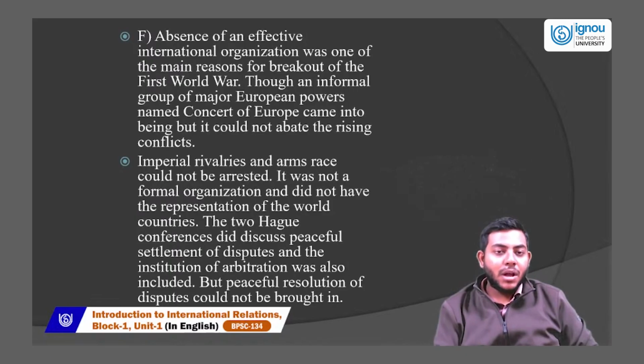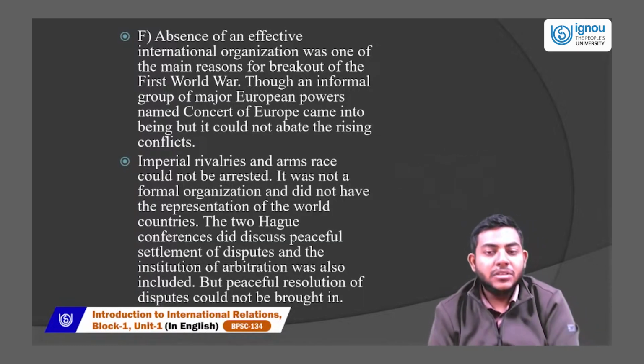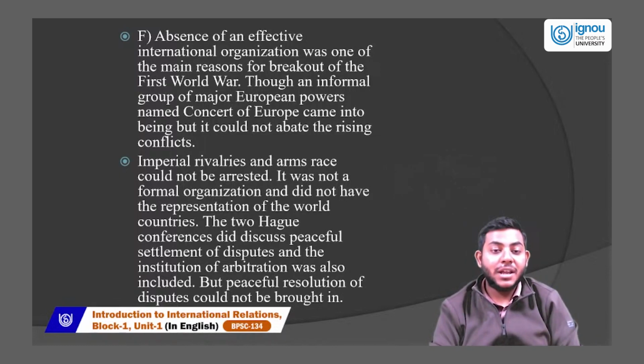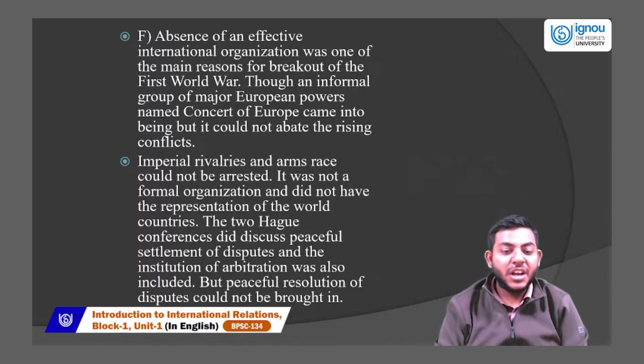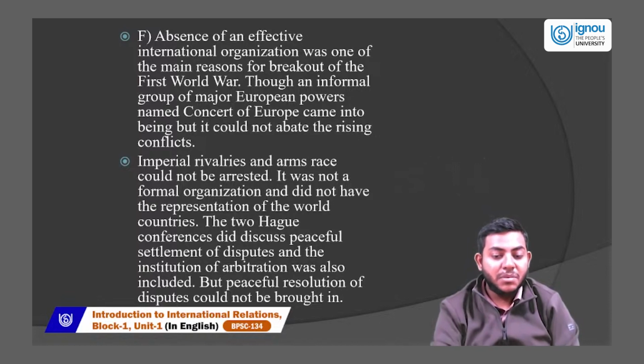Now, another reason for World War I was the absence of an effective international organization. Though an informal group of major European powers named the Concert of Europe came into being after the Vienna Congress of 1815, it could not abate the rising conflicts. Imperial rivalries and the arms race could not be arrested. It was not a formal organization and did not have the representation of the world's countries. The two Hague conferences, which took place in the Netherlands, did discuss peaceful settlement of disputes, and the institution of arbitration was also included, but peaceful resolution of disputes could not be brought in.